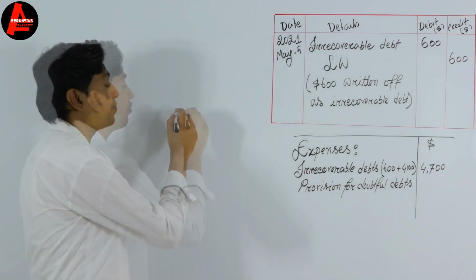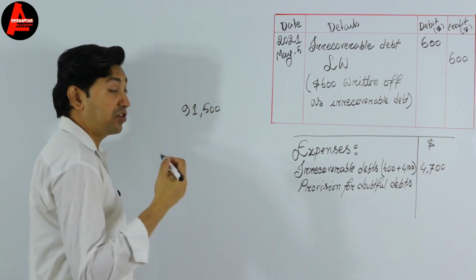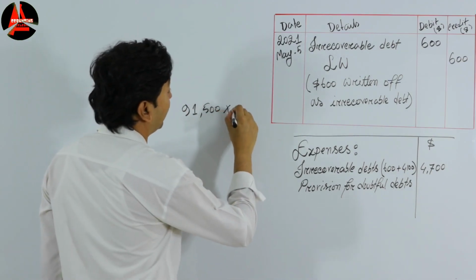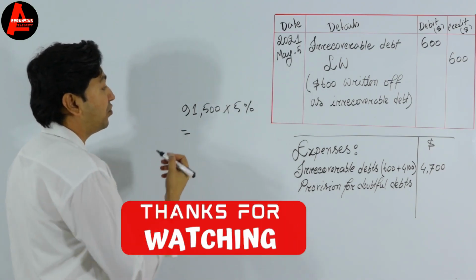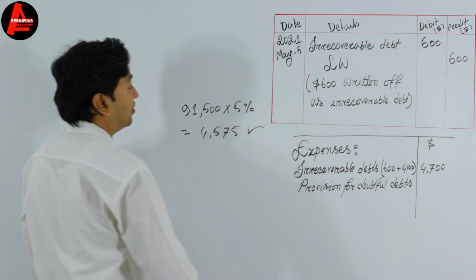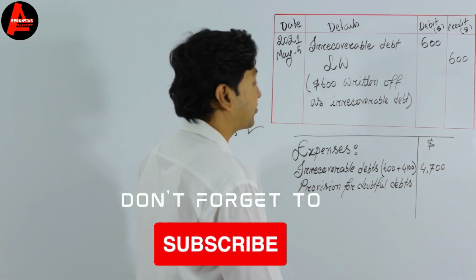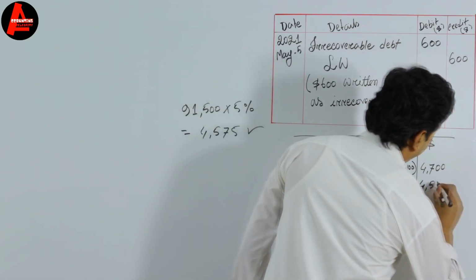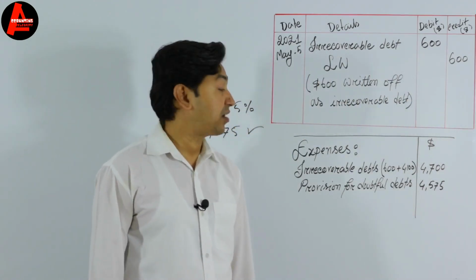So here we have trade receivables of $91,500, right? The rate of provision for doubtful debts is 5%. If we calculate, what do we get? 4,575. So this is the provision for doubtful debts. This will appear on the extract of the income statement. So let us write here 4,575. This is how we need to prepare the extract from the income statement.